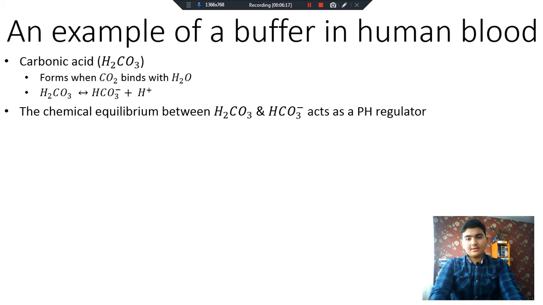In conclusion, the carbonic acid and bicarbonate system consists of an acid and a base in equilibrium with each other, and like this buffer, other buffers are also acid-base pairs. Okay, and so that was all for this video.